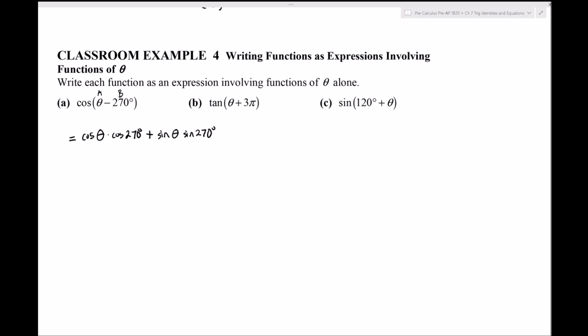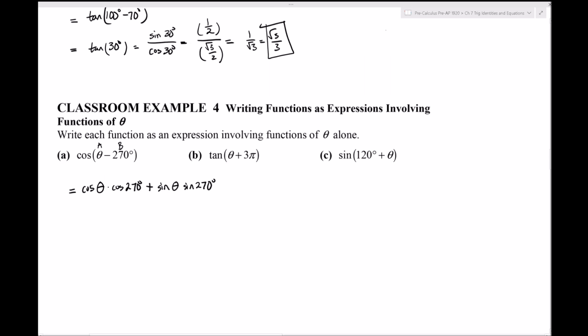So if I were to draw that somewhere, draw a unit circle. 270 is this angle. So that's on the negative y-axis. And cosine is the x-coordinate at that particular angle, which would be 0. So that's just cosine of theta times 0, and that's 0.